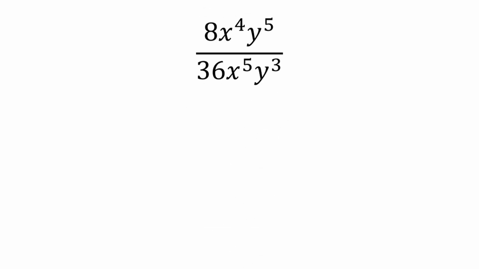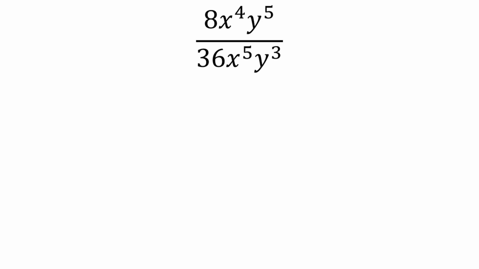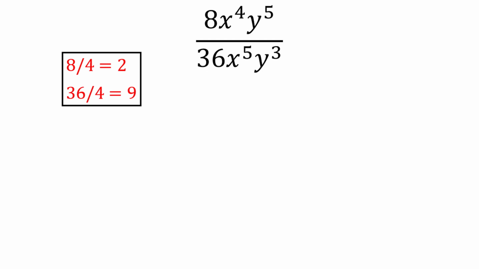Let's try this one. 8x to the 4th power times y to the 5th power divided by 36x to the 5th power times y to the 3rd power. Our constants are both divisible by 4. 8 divided by 4 is 2, and 36 divided by 4 is 9. So we have 2 ninths in our fraction.